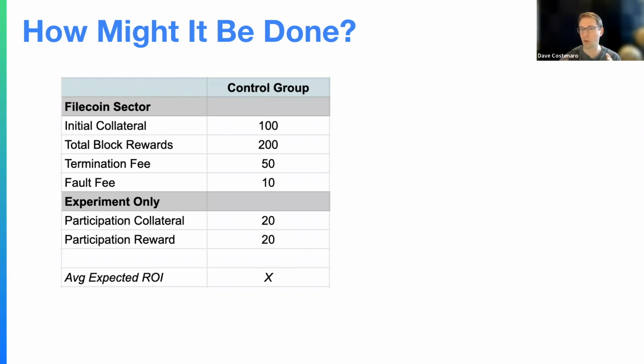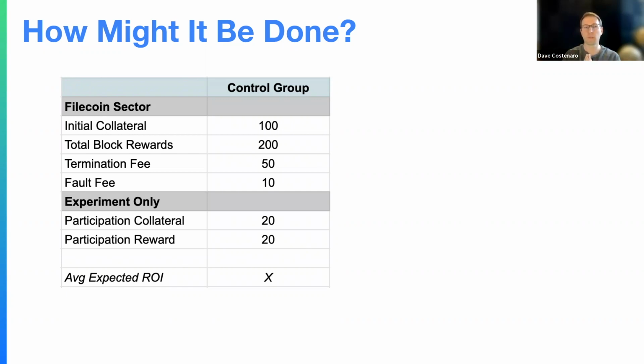You could try various methods to do that. All of this would result in some average expected ROI, call it X. Now, the goal is then to create your N number of treatment groups where you're going to mix all these up such that the average expected ROI is the same.